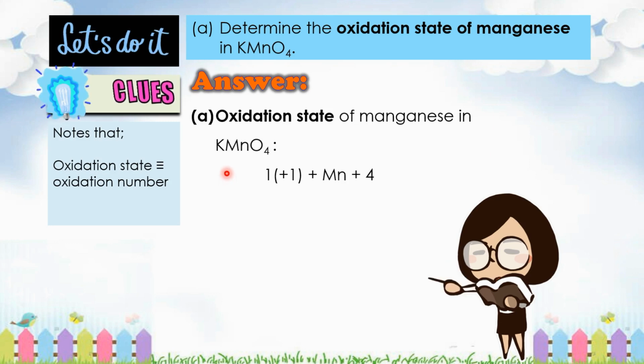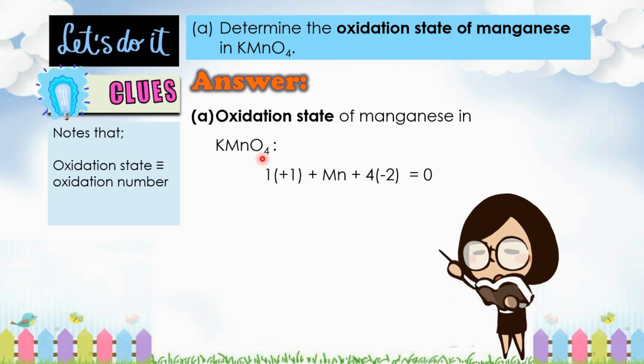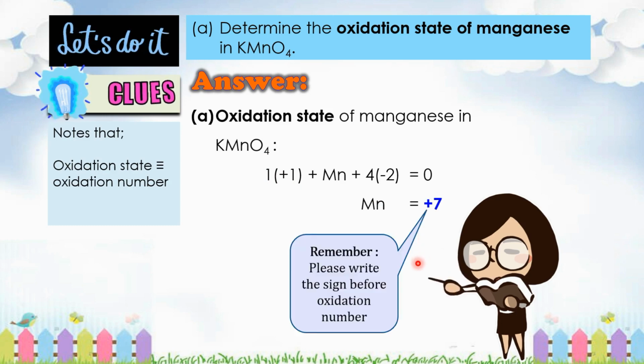Right, so as the KMnO4 is a compound, the oxidation number of KMnO4 is 0. Whereas for potassium is positive 1 and oxygen is negative 2. Okay, so therefore, the oxidation state of manganese is positive 7. So remember, please write the sign before oxidation number.